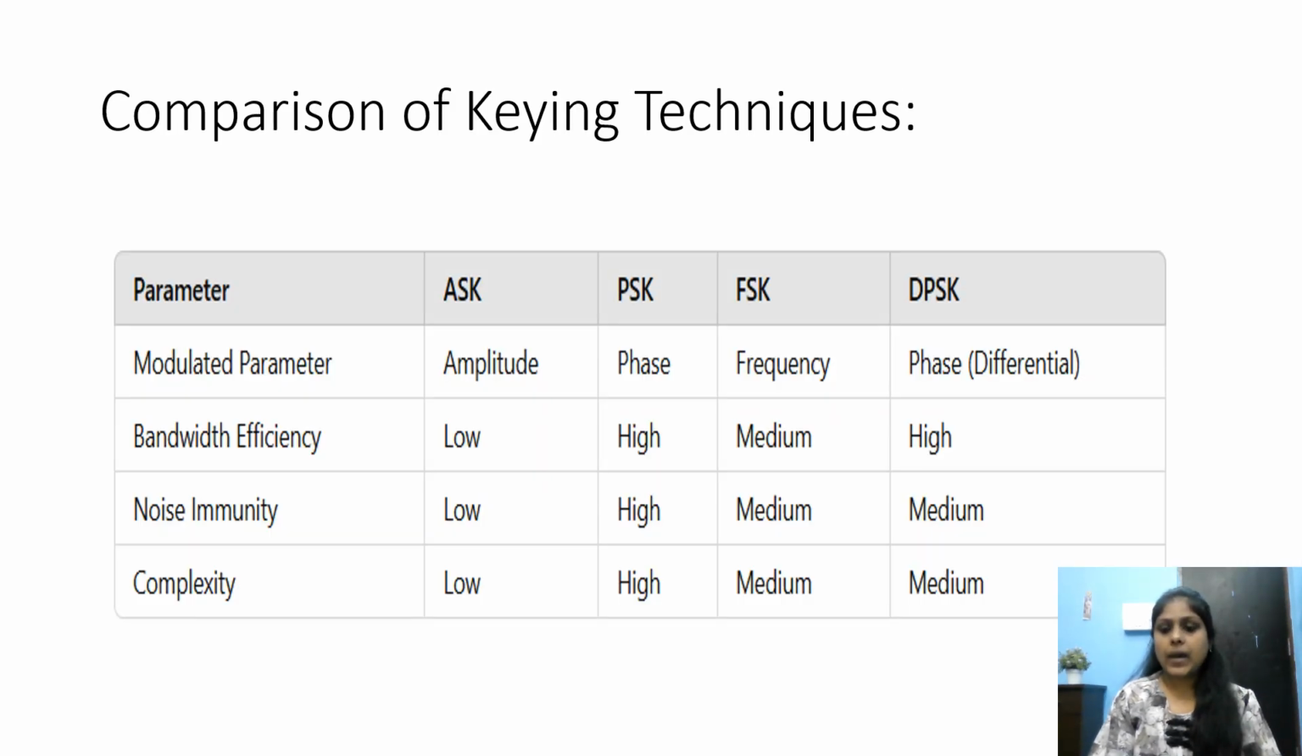So now let us compare the keying techniques. The modulated parameter in ASK is amplitude, in PSK it is phase, in FSK it is frequency, and DPSK is phase or differential.